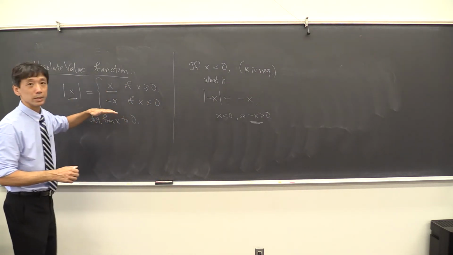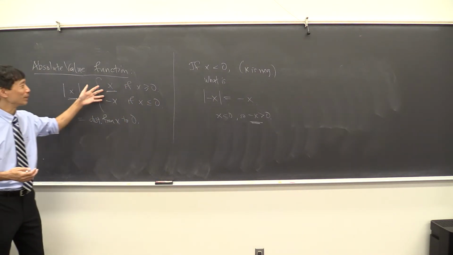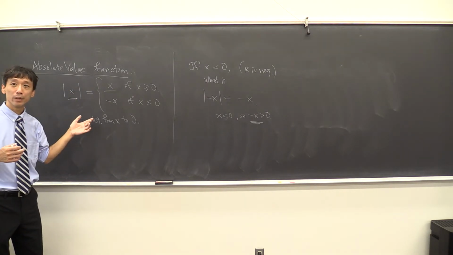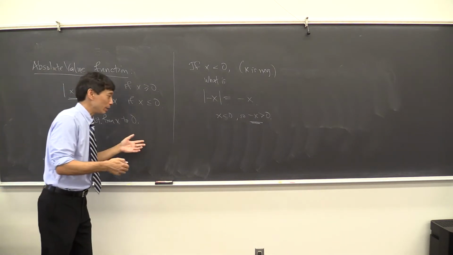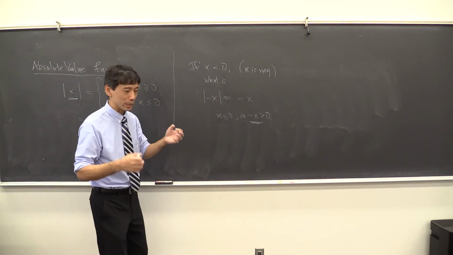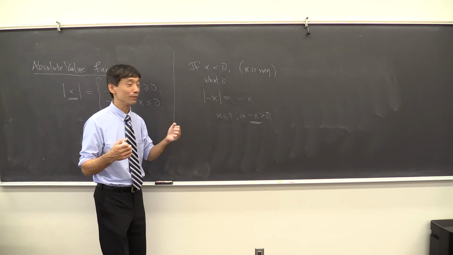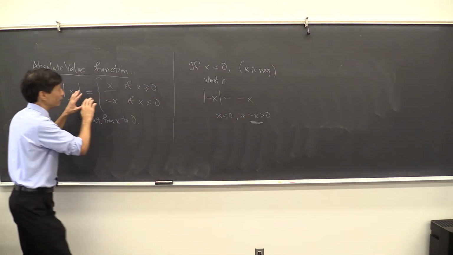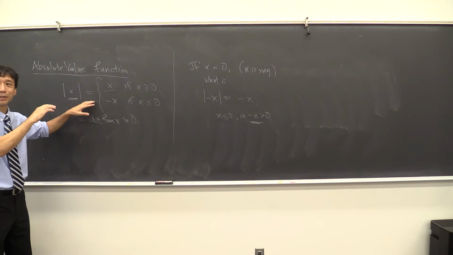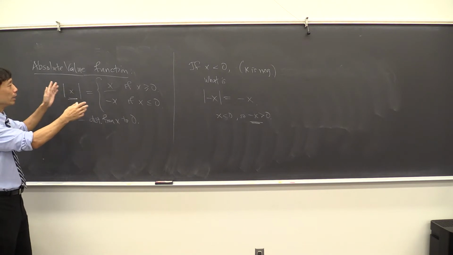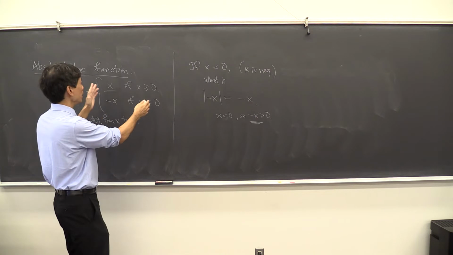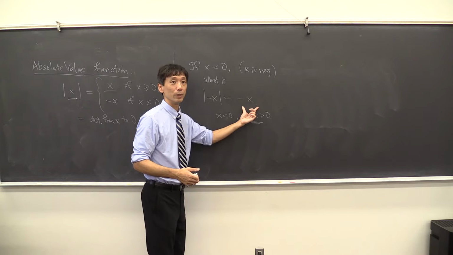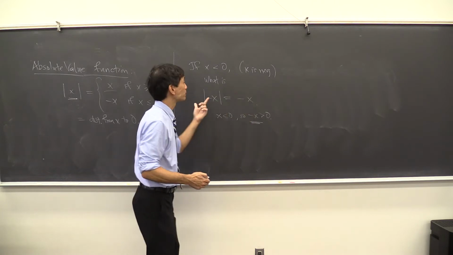This maybe is your first step into more abstract thinking rather than concrete thinking. In your childhood, you have these rules, like get rid of the negative sign, but that's actually not the definition here. In mathematics, you have to think about definitions. So we come back to the definition and ask, what does the definition say? It says, if this thing is positive, return that thing itself.